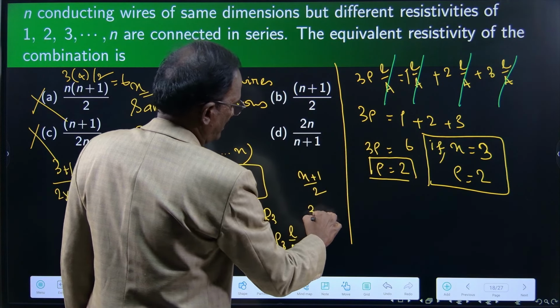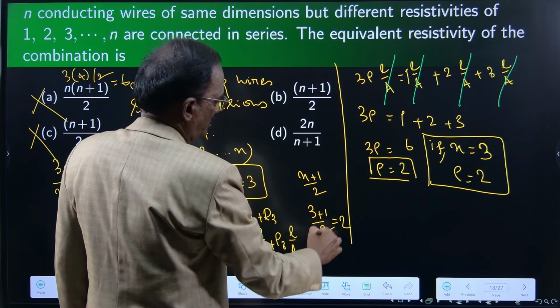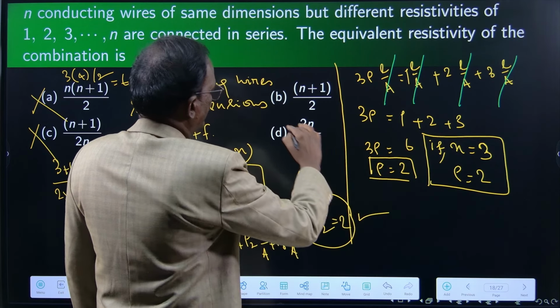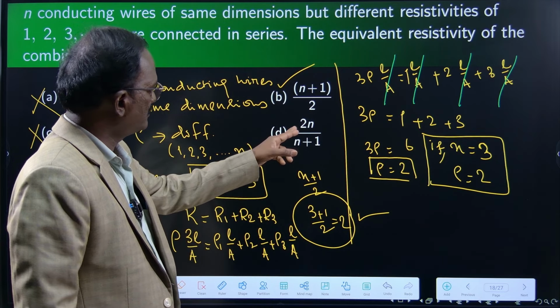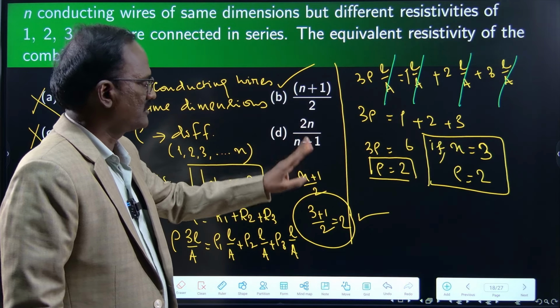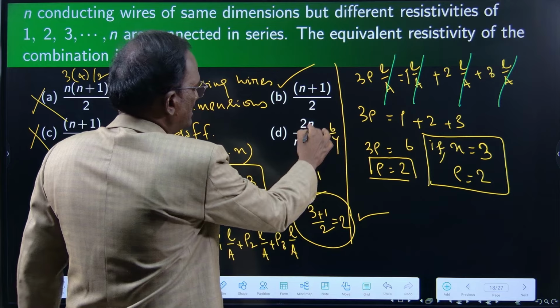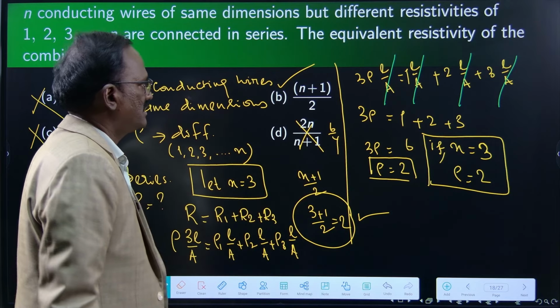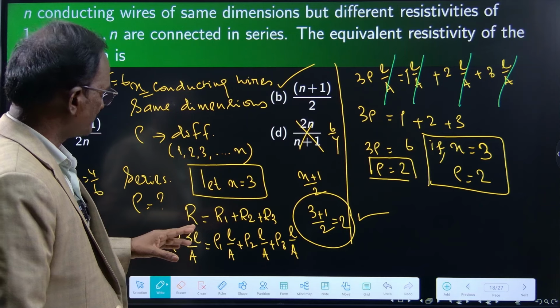Option B, N plus 1 by 2. N is equal to 3: 3 plus 1 by 2, 4 by 2 is equal to 2. Rho is equal to 2. Yes, this is correct. Option B is correct. D also we will check: 2 into 3, 6, 6 divided by 4. This will not be the correct answer.